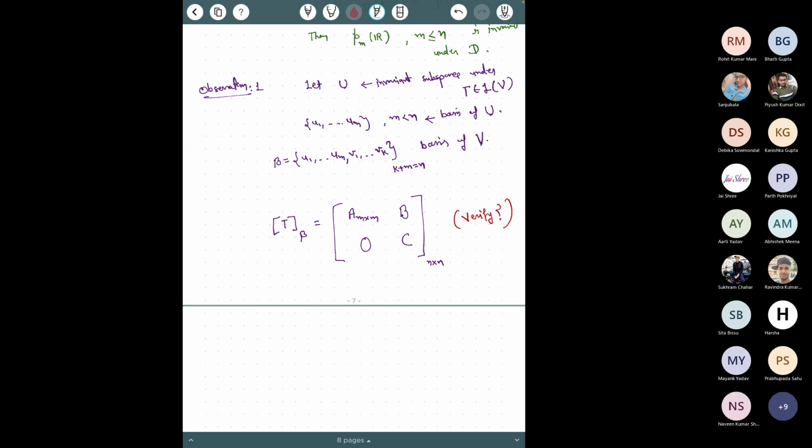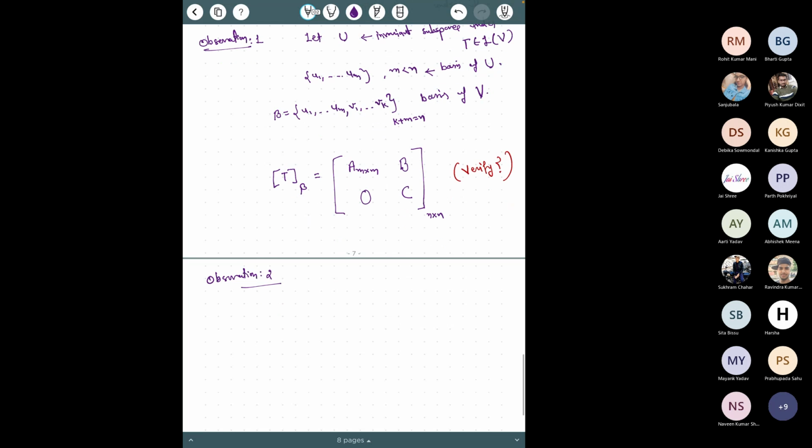That is interesting now. It gives us a way to create zeros in the matrix representation of T with respect to some basis. So it gives us some way to find a basis that gives us zeros in the matrix representation of T. Now let us make the next observation then. This gives us some hope.